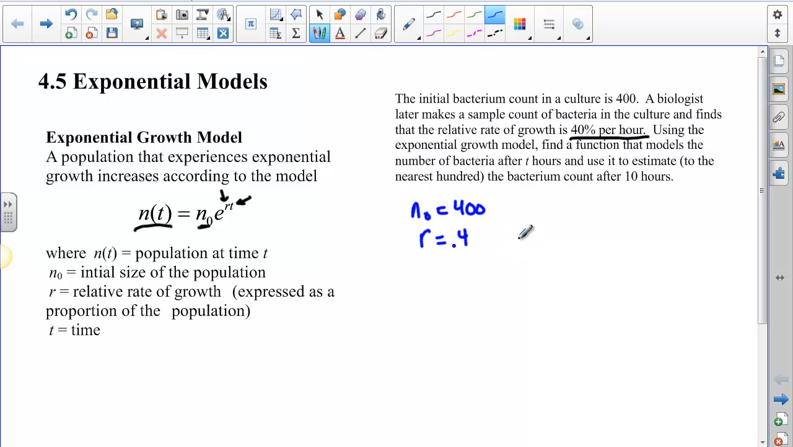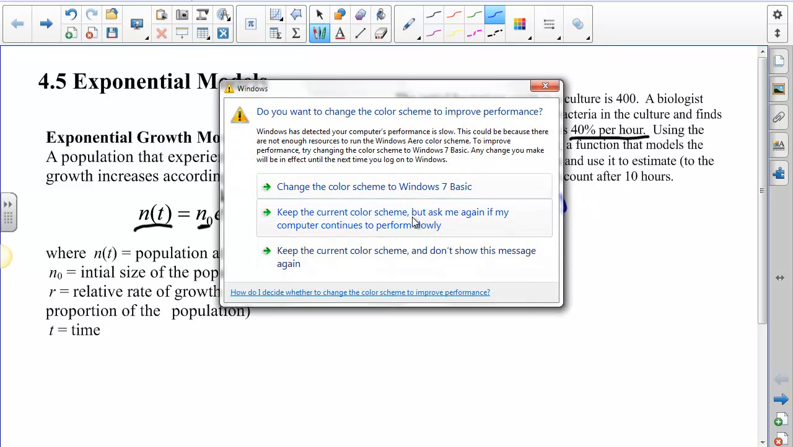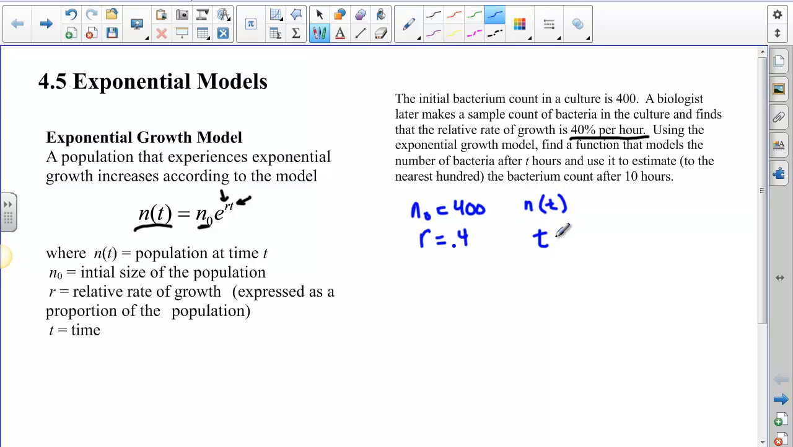Using the exponential growth model, find a function that models the number of bacteria after t hours and use it to estimate the bacteria after 10 hours. So we know that we need to figure out N of t, and we know that t is equal to 10. So using our model that we have over here, we can say N of t equals N sub 0 e to the rt. It's just kind of like PERT, A of t equals P e to the rt. It's just we're using different variables.